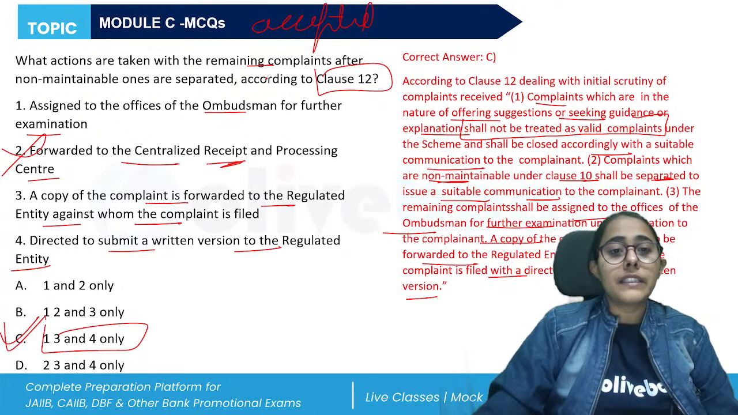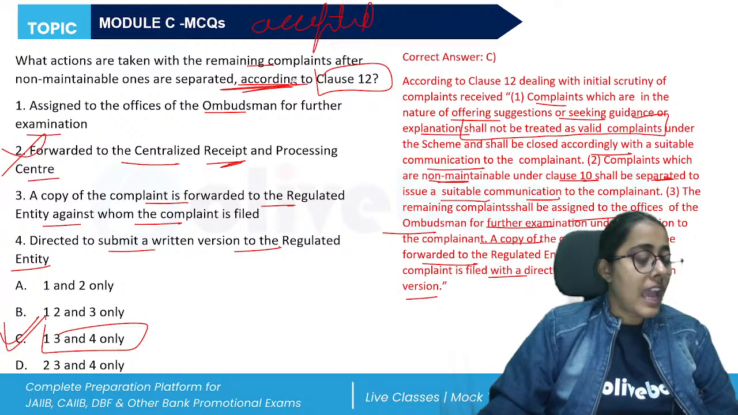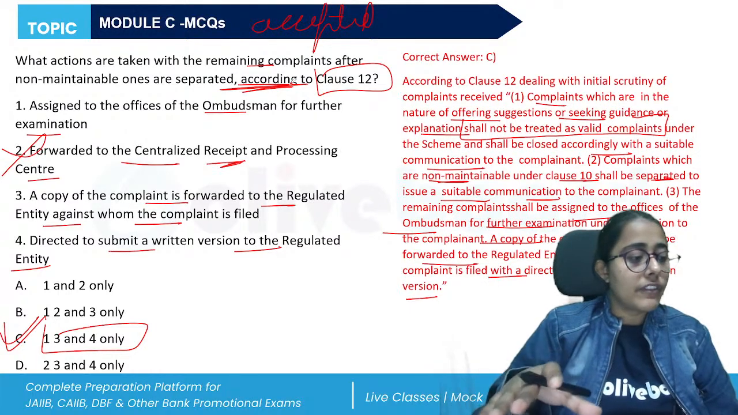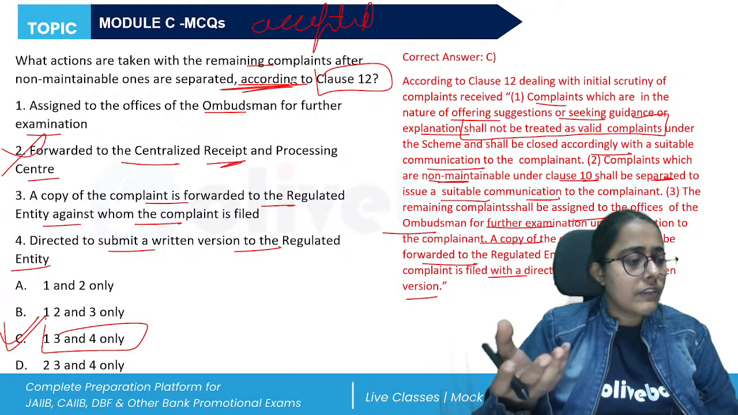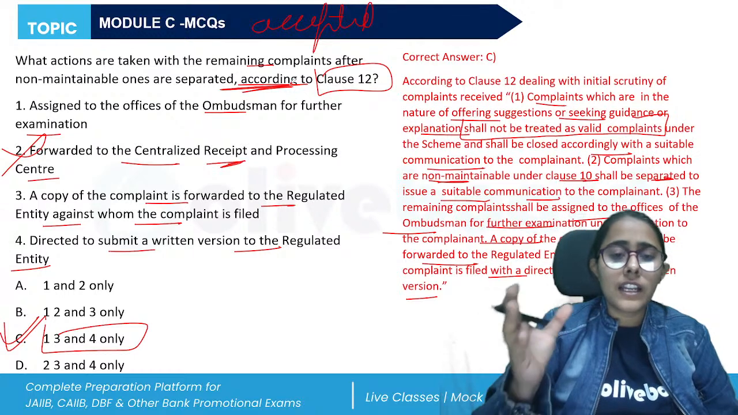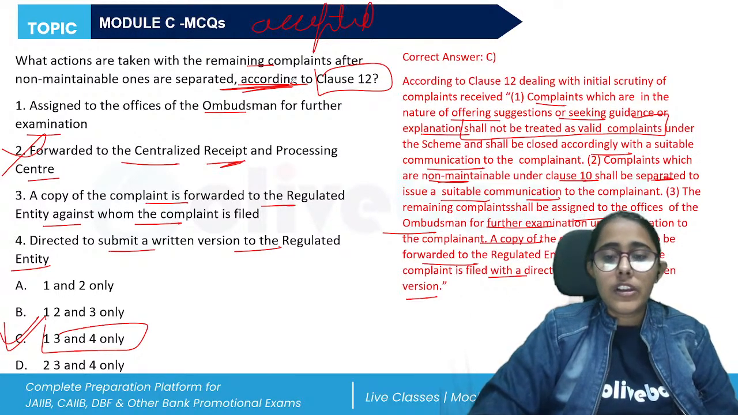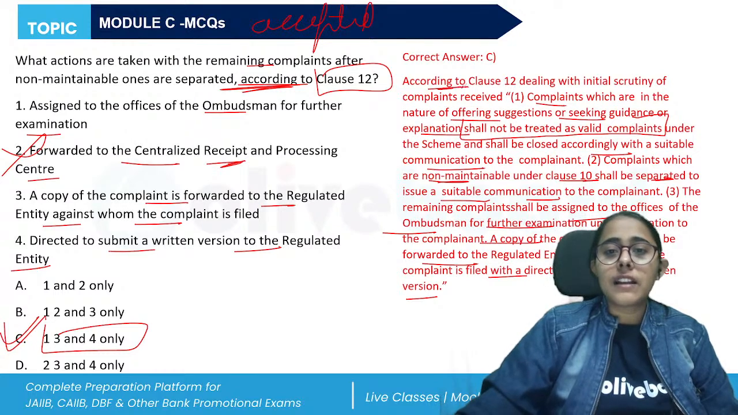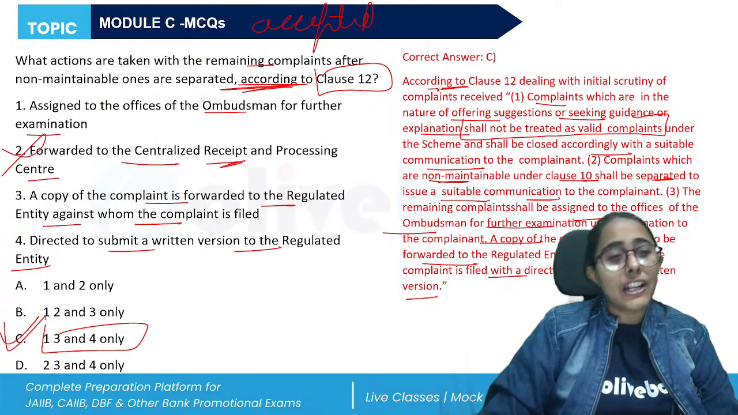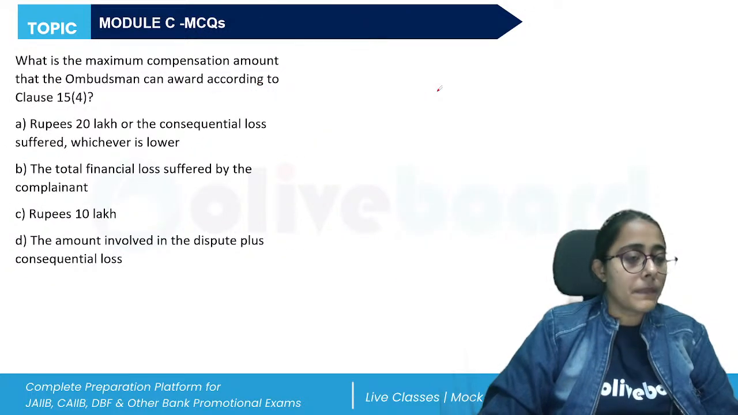You need to remember these clauses. I will provide a PDF in the final marathon in which we will see the different clauses under the act, the sections, the penalties, everything in one place. Alright, so clause 12 deals with the actions on the accepted complaints.